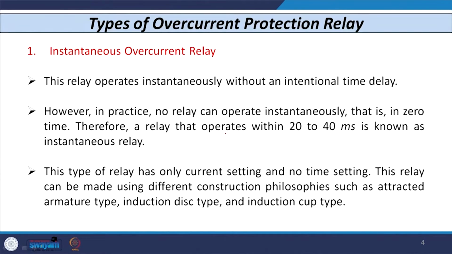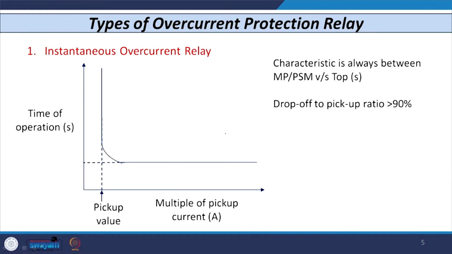This type of relay has only one setting; it has no time setting because it operates instantaneously. If the current exceeds the plug setting or pickup value, the relay operates instantaneously, with no time delay involved. This relay can be made by different construction philosophies, such as attracted armature type, induction disc type, and induction cup type. So, let us see the characteristic of the instantaneous overcurrent relay.